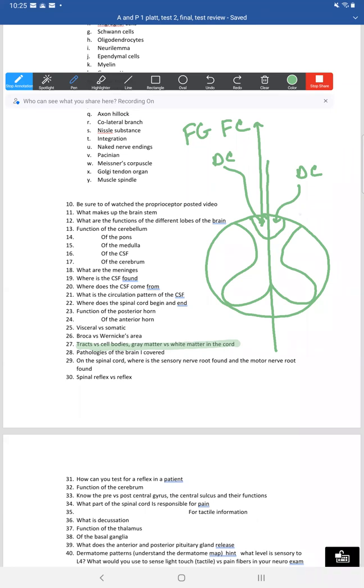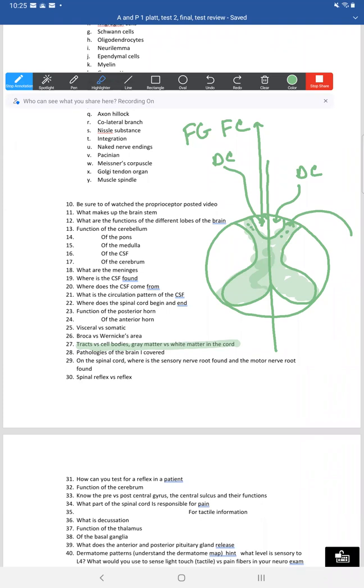Okay, cell bodies are different synapses that take place on the spinal cord itself, right? So those are cell bodies. Okay, the gray matter was the butterfly-shaped thing in the middle. And the white matter was everything else because it's myelinated.